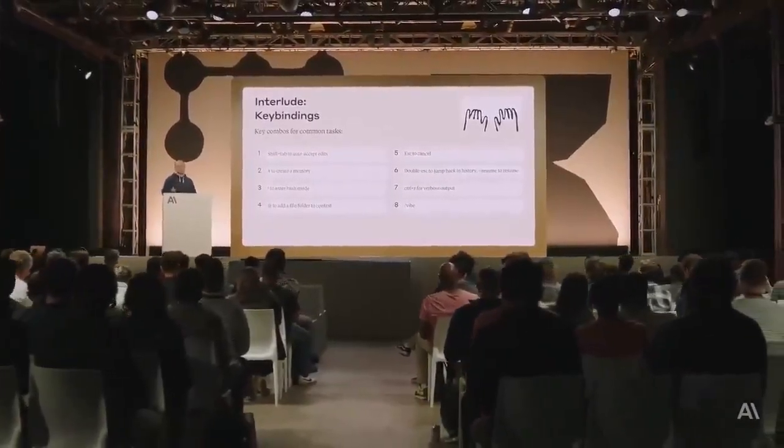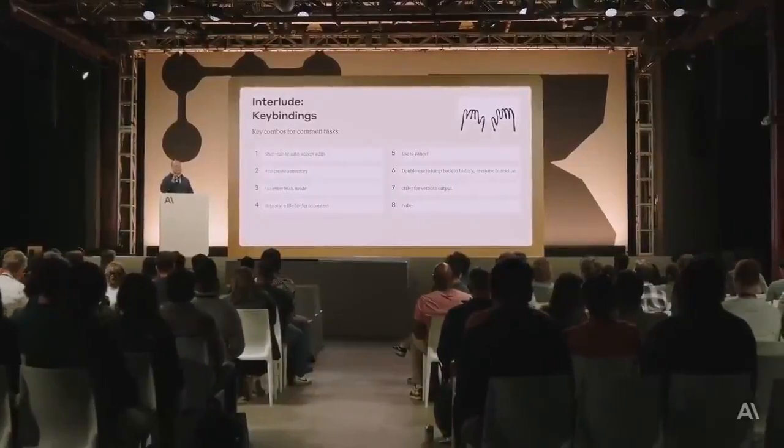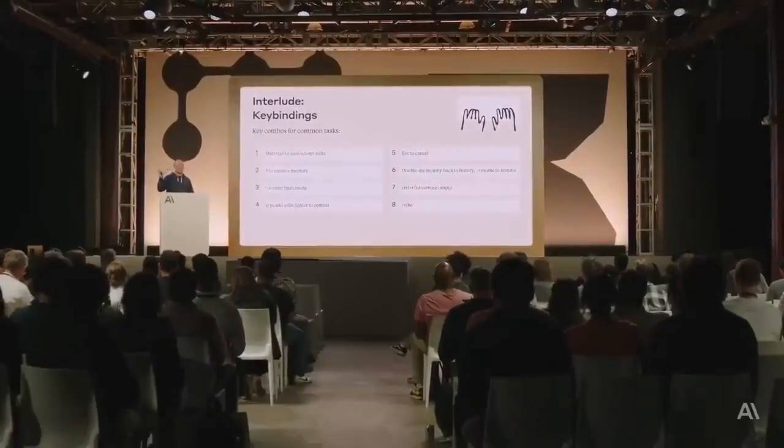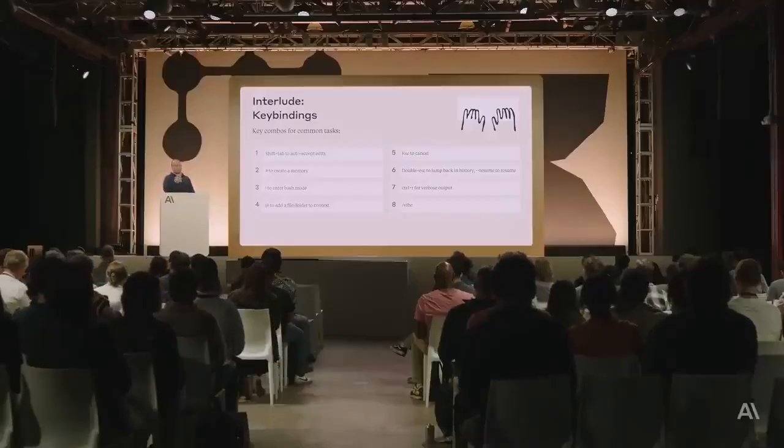So maybe Claude is doing a file edit. I'll hit escape. I'll tell it what to do differently. Or maybe it suggested a 20-line edit, and I'm like, actually, 19 of these lines look perfect, but one line you should change. I'll hit escape. I'll tell it that, and then I'll tell it to redo that edit.